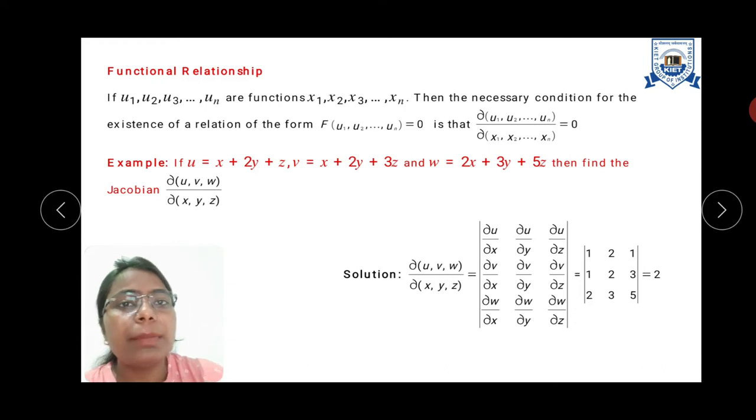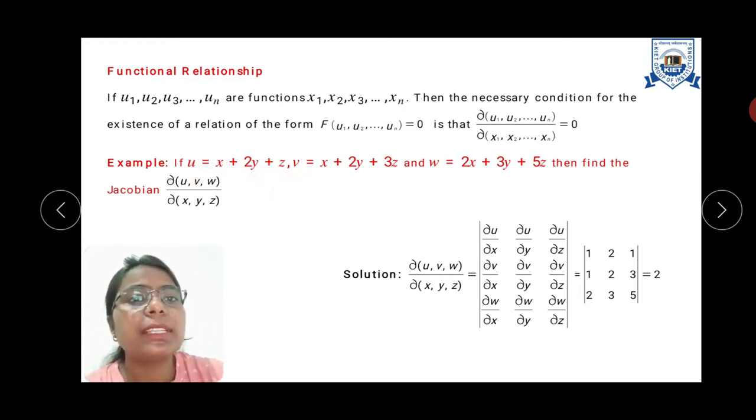Let's take an example. Our first example is, if u is equal to x plus 2y plus z, v is equal to x plus 2y plus 3z, and w is equal to 2x plus 3y plus 5z, then find the value of the Jacobian of u, v, w with respect to x, y, z.